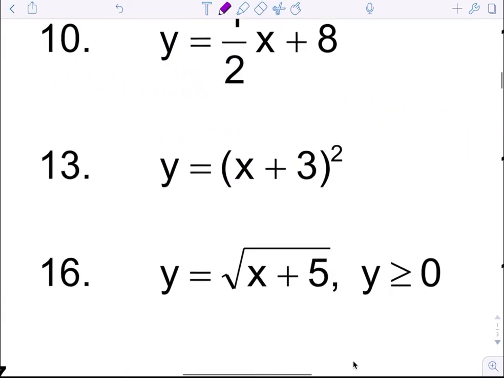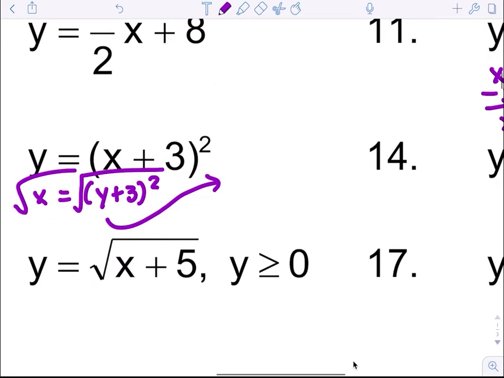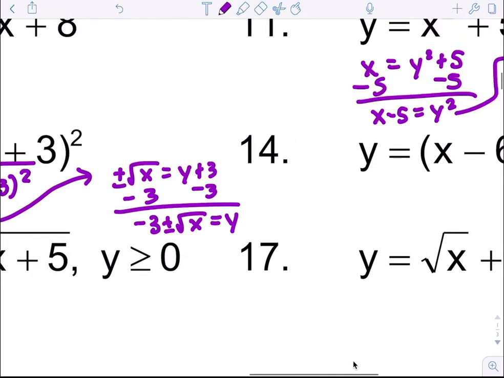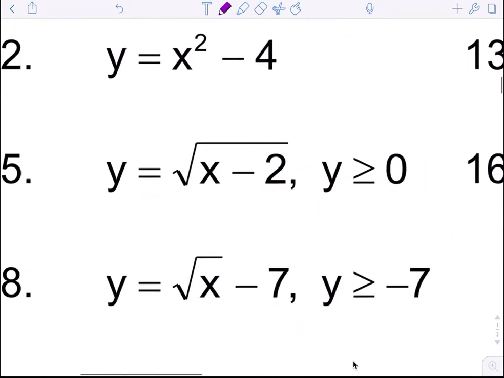13, switch the variables, and now we're going to solve for the new y. We're going to square root both sides first. We're going to get plus or minus square root of x is equal to y plus 3, and then subtract 3 from both sides. And remember, this new y is really f inverse of x is equal to negative 3 plus or minus square root of x. 15.